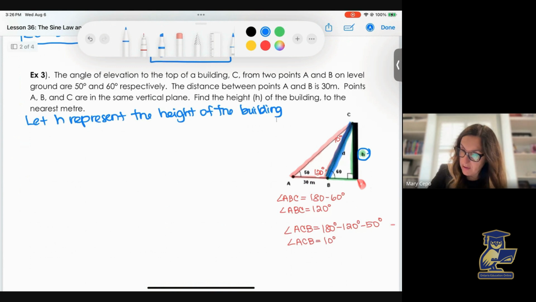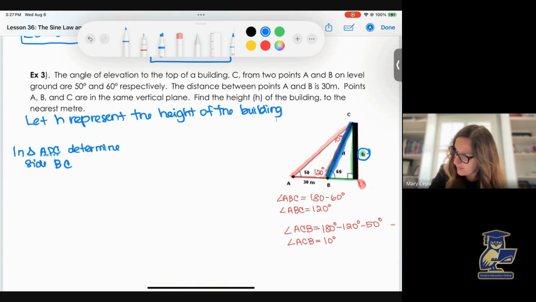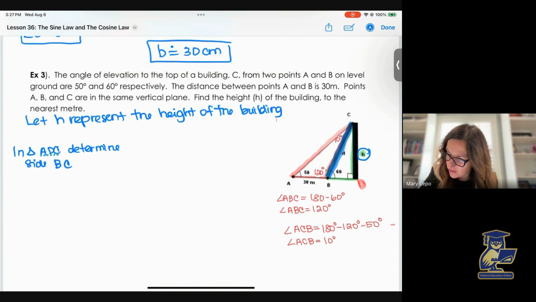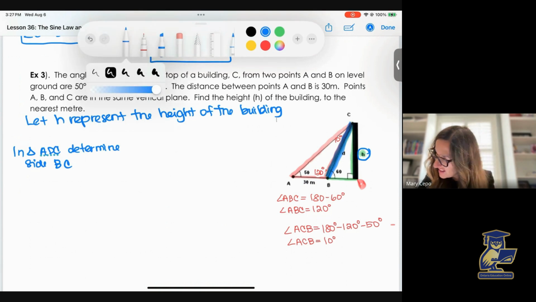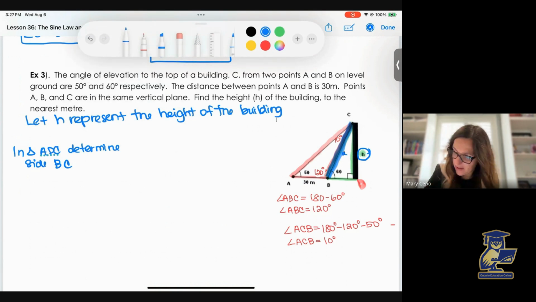Okay, with that in mind, there's a game plan. We're going to say in triangle ABC, determine side BC, which is already labeled for us, which is great. We're going to say side A.